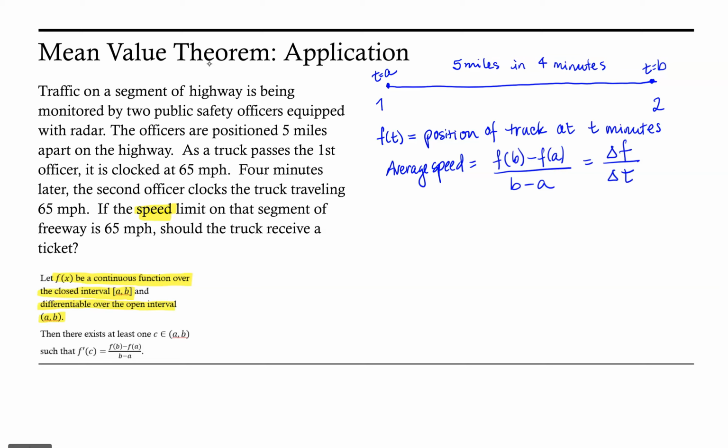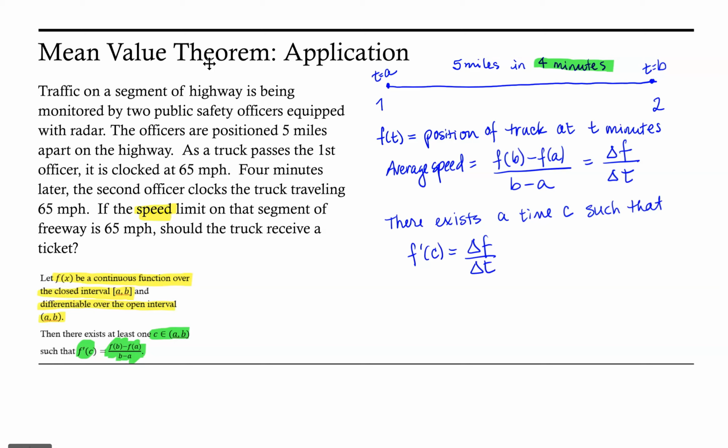So it seems reasonable that the position of the truck should be differentiable. So that means that there is some time between a and b, some time in those 4 minutes, such that the actual speed of the truck is equal to the average speed of the truck. So that means that there exists a time c such that f prime at c equals the change in position over the change in time. Now we know that the change in position here was that the truck went 5 miles down the road, and that the truck did that in 4 minutes.